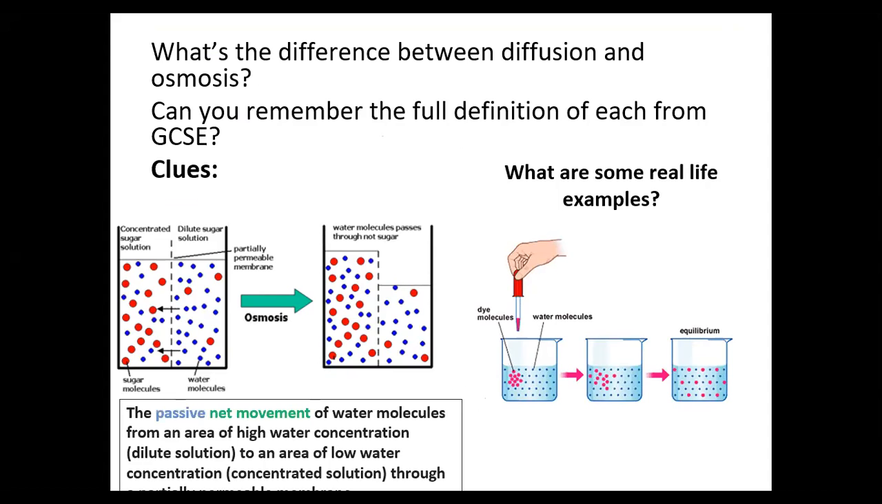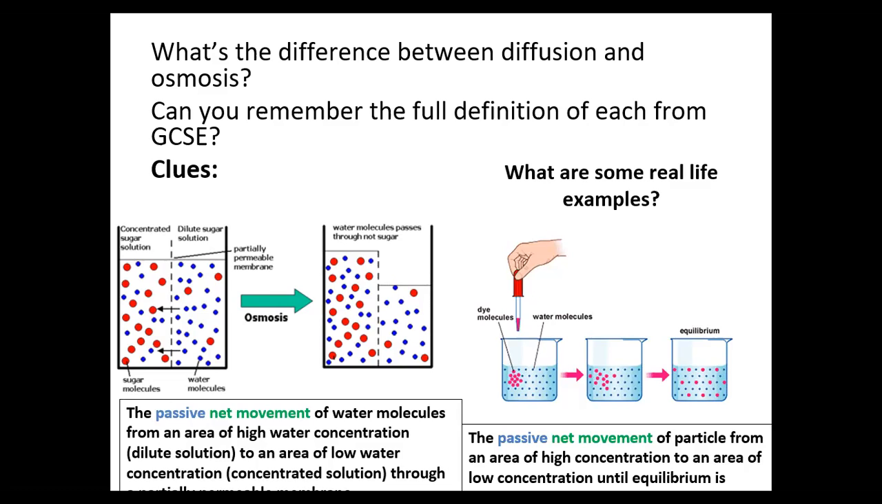the definition of each. So our definitions from GCSE: osmosis is the passive net movement. Again, it's that net movement, that overall movement, passive meaning requiring no energy, of water molecules from an area of higher water concentration or dilute solution, depending which way you're going to describe it, to an area of low water concentration or a concentrated solution, through a partially permeable membrane. And that part was always really important. It's a partially permeable membrane, meaning it's a membrane that lets some things through, doesn't let everything through.